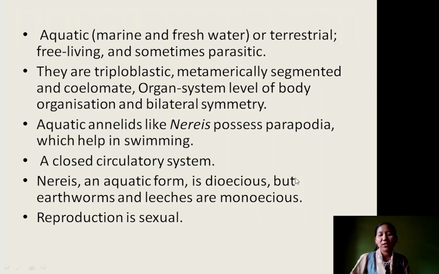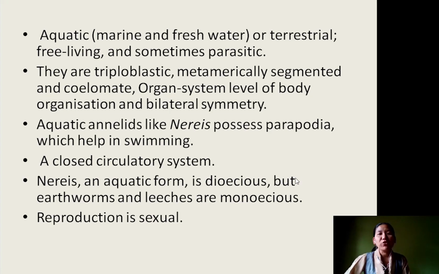Talking about its characteristics, the first one is where they are found. They are found in aquatic habitats, that is marine as well as freshwater, or they can be terrestrial. They can be free living, and sometimes parasites. The body is triploblastic, that is having ectoderm, endoderm, and mesoderm. The body is metamerically segmented, and they have a body cavity which is lined by mesoderm, that is, they are coelomate. The level of body organization is organ system level, and the body is bilaterally symmetrical.